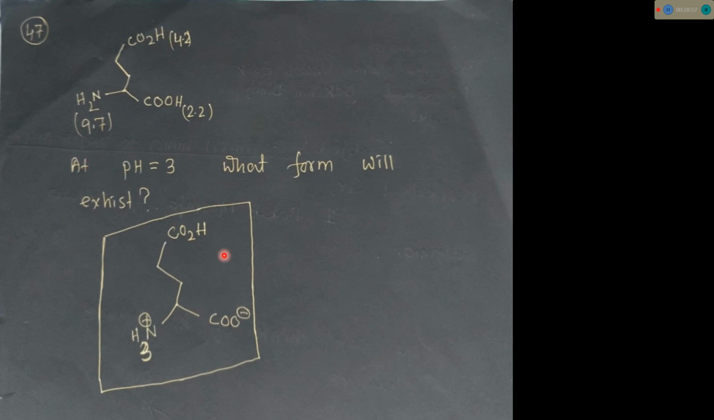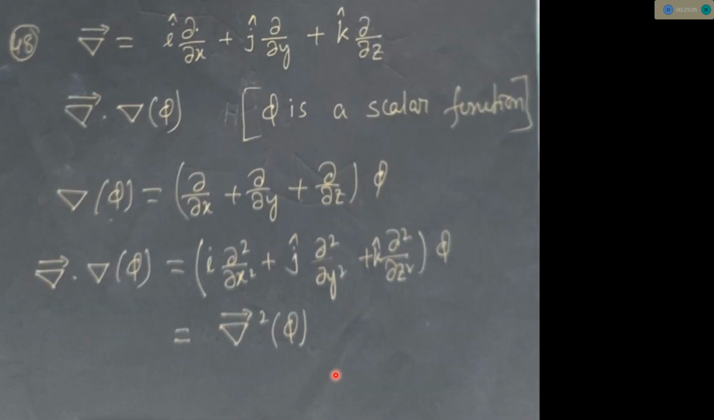So these are the questions from amino acids. Let's move to the next question. This is kind of not an operator, but somewhat scalar and vector properties. So this is obviously an operator. This is a vector quantity as given.